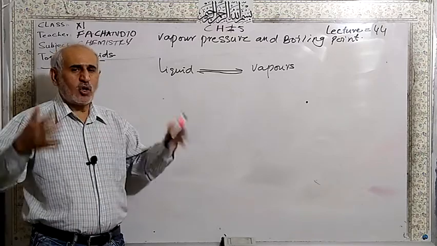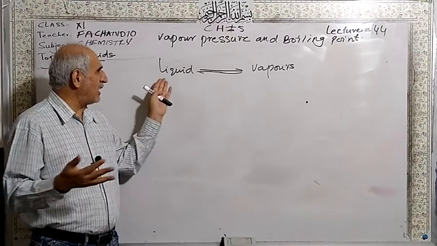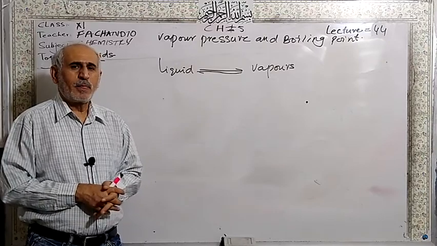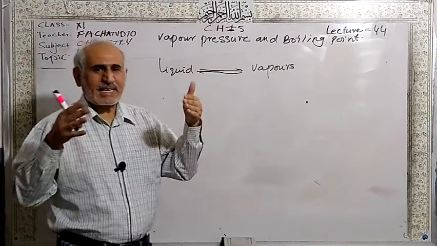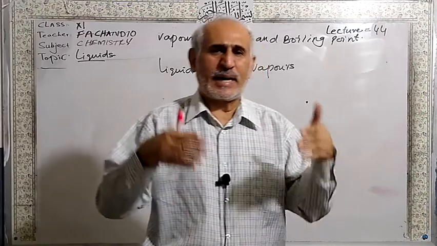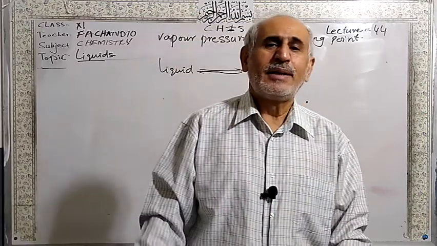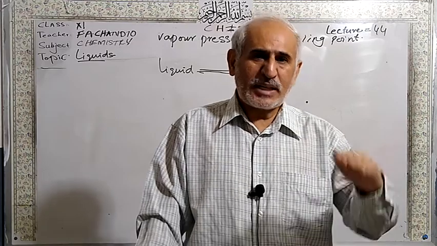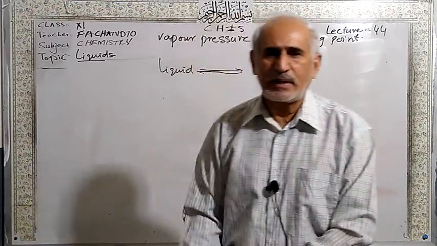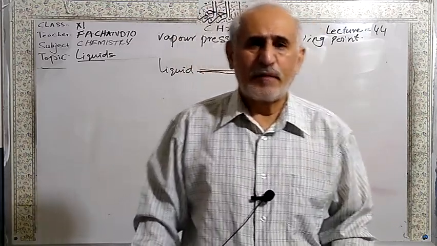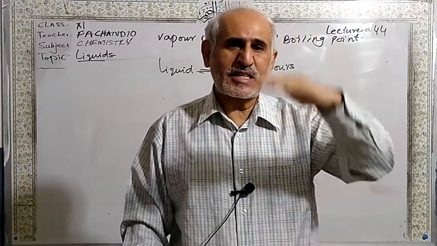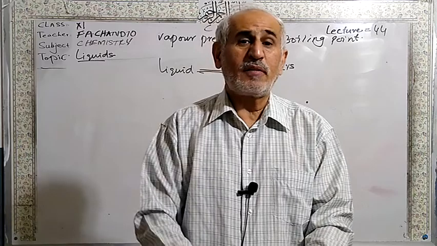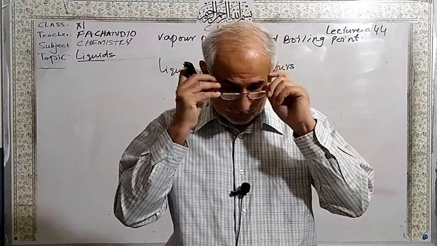So when the equilibrium is established between vaporization and condensation, the pressure created by the vapors at the surface of the liquid at a particular temperature is called the vapor pressure of that liquid.